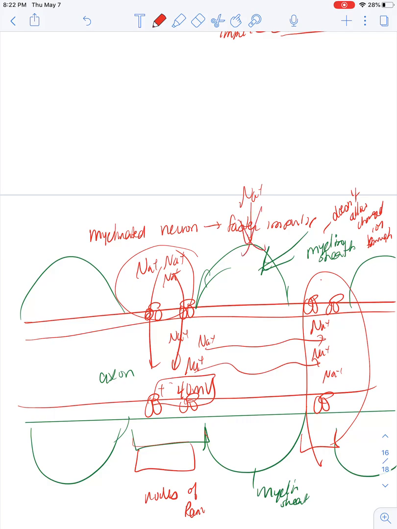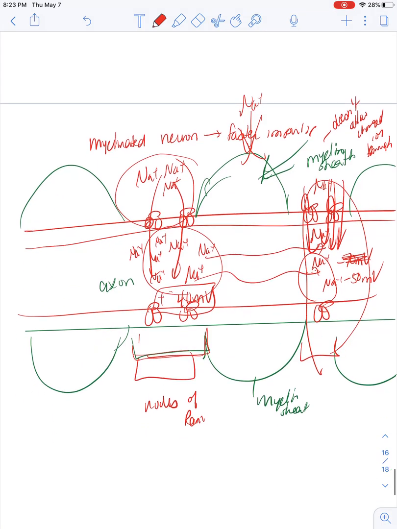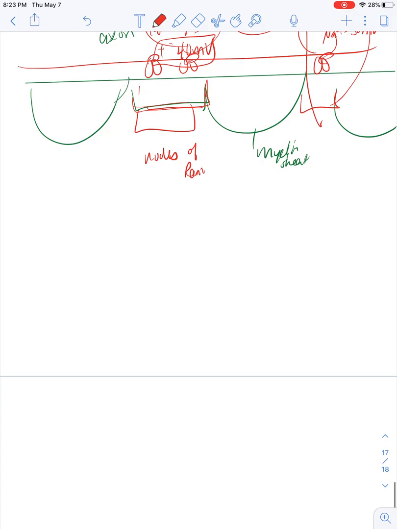Because sodium can enter only where the nodes are, the impulse is actually faster. Here is a part of the axon that is naked, not covered in myelin. Sodium rushes in, so you get lots of sodium here, and it diffuses very quickly to the next node. That part was at -70, but because the sodium diffused here, it suddenly became -50, so the sodium channels open, sodium rushes in, and depolarization occurs. Myelinated neurons conduct impulses faster than non-myelinated neurons.